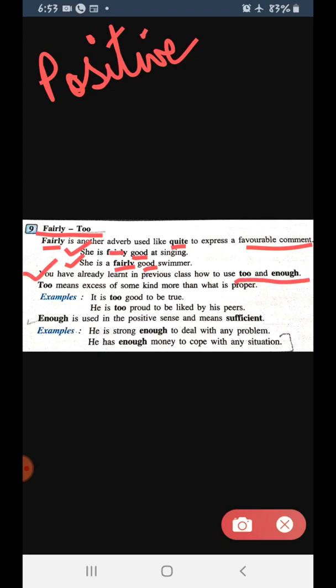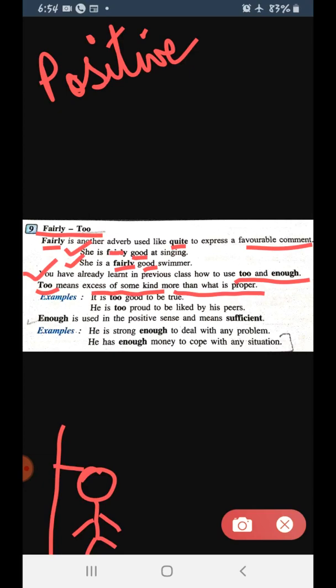Now, you have already learned in the previous class how to use too and enough. You have learned it right from class 4th. You must have been learning all this. Okay, let me explain once again. Too means excess of some kind, more than what is proper. That means excess. Suppose the normal height of a person must be this much.